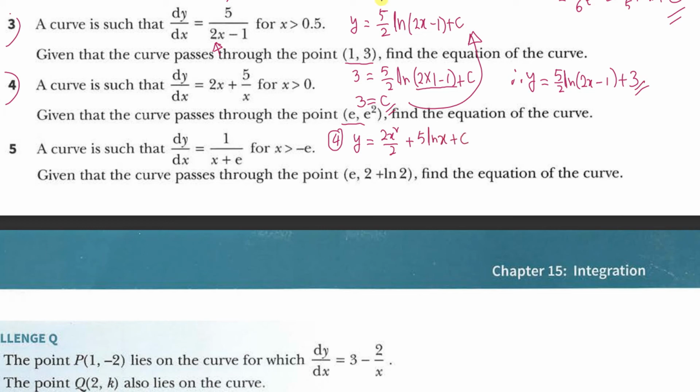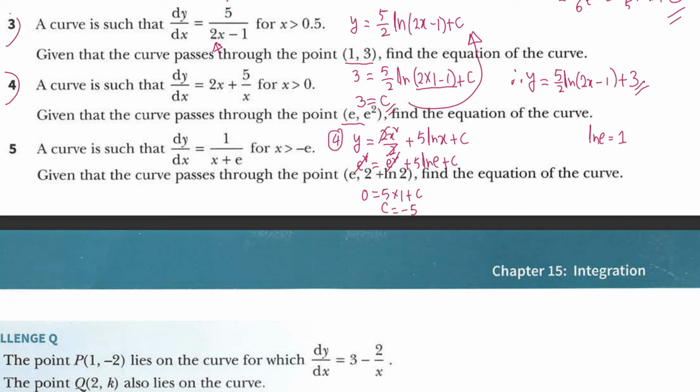Now we are going to put the values e and e square. The first one is the value of x, the second one is the value of y. So we can write e square equals 2, and the 2s we can cut out, and the x value is e written here, so it is also e square, then plus 5 ln e plus c. So e square we can cut out, ln e is a value of 1, we all know, so we can write 0 equals 5 into 1 plus c. So the value of c can be written as minus 5. So this is our value.